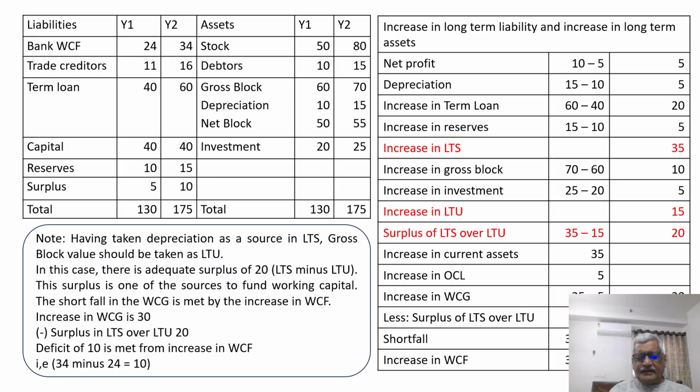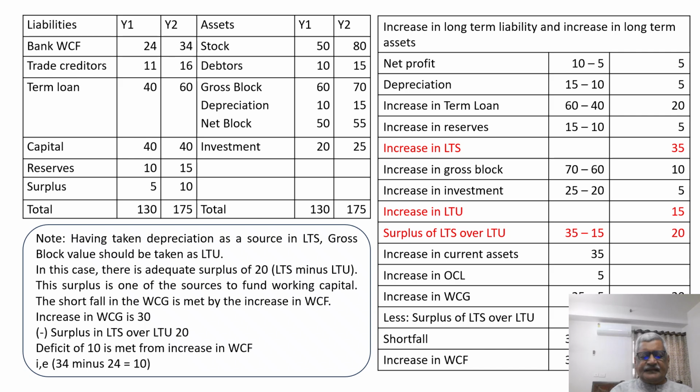Now we will have to find out whether the margin was sufficient. Having taken depreciation as a source in LTS, gross block value should be taken as LTU. In this case, there is adequate surplus of 20. This surplus is one of the sources to fund working capital. The shortfall in working capital is met by the increase in working capital finance.